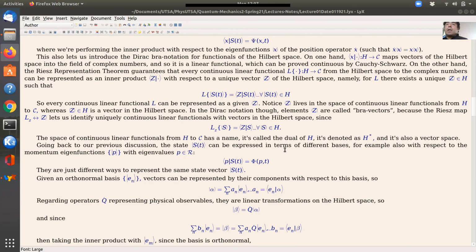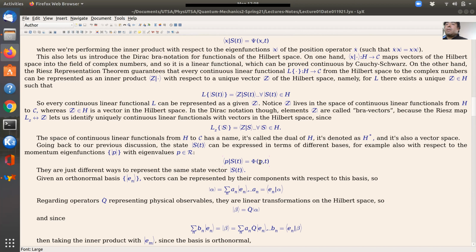And in the same way, before you had the inner product of X and S, and it gave you psi. Now, when you take the inner product of P with S, this is phi of P and T. So again, there are just different ways to represent the same state vector. The important thing is to remember that this is the projection of the state vector onto this momentum eigenfunction.